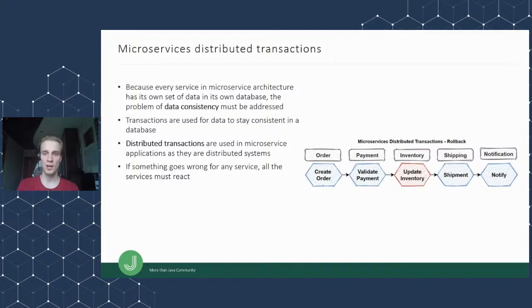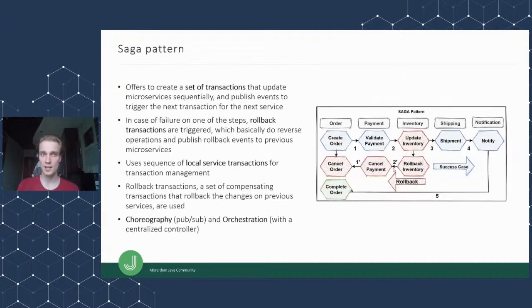For example, an order service creates an order, a payment service validates payments for some shopping application. Then something bad happens in the inventory service. So what should we do? How must other services react? Let's discuss it here. The Saga pattern gives the answer to this question.